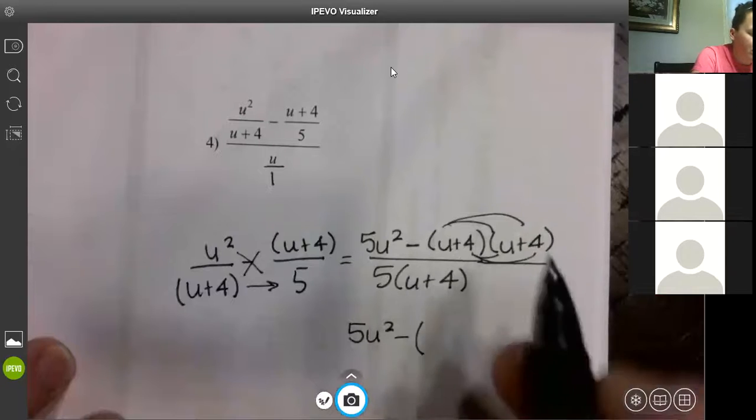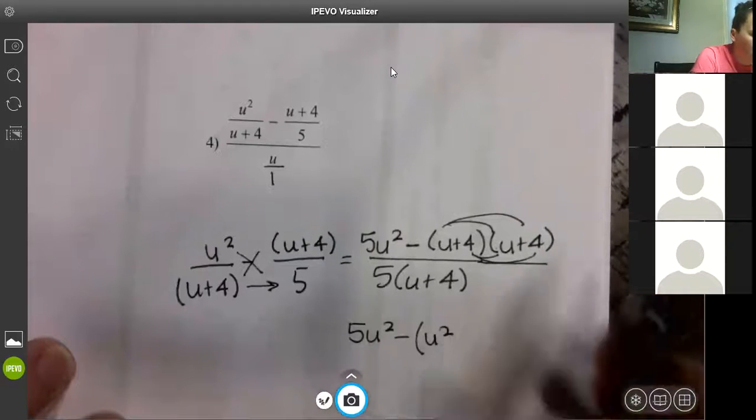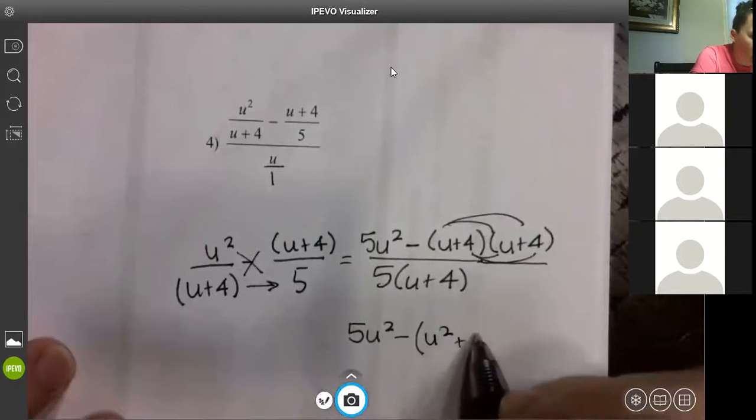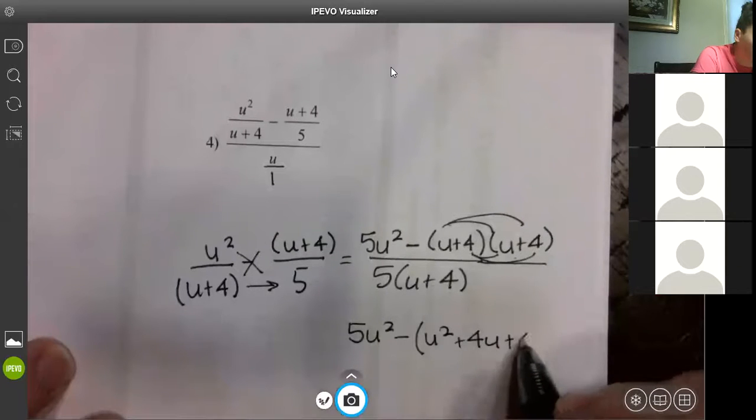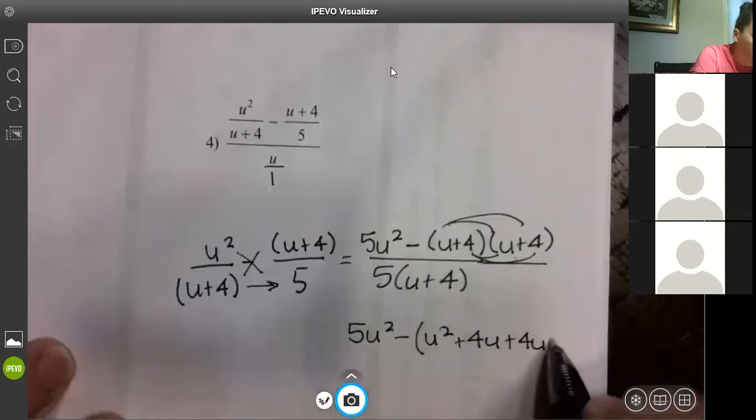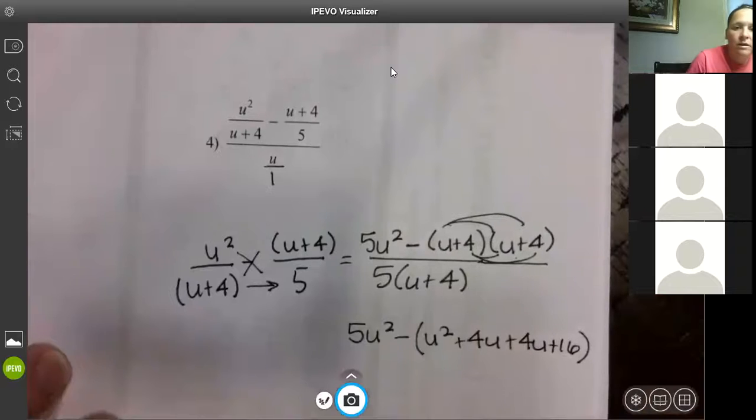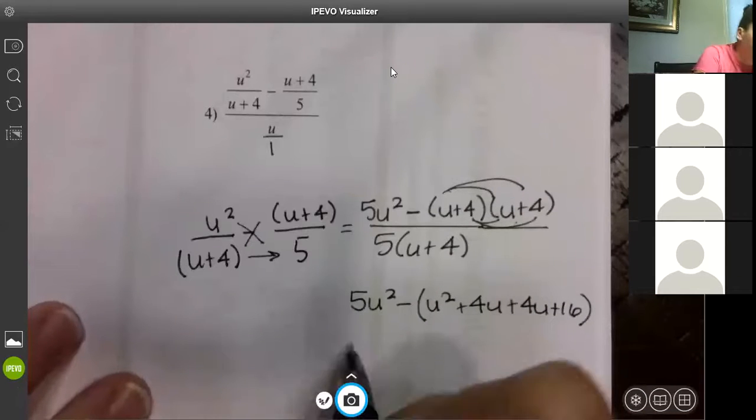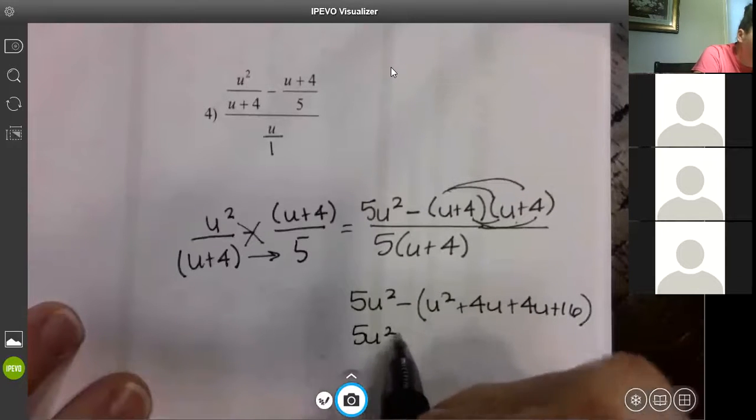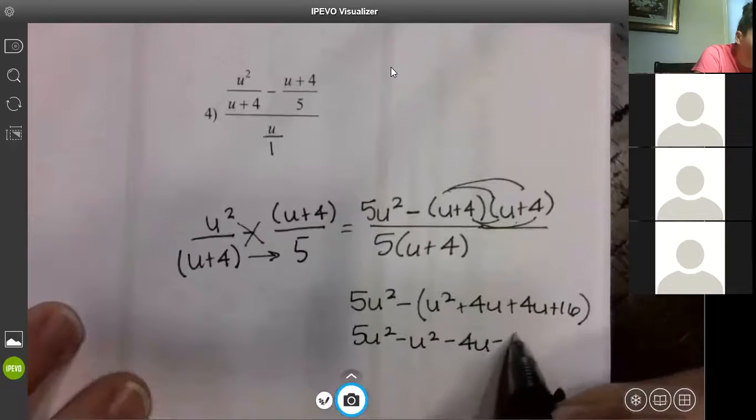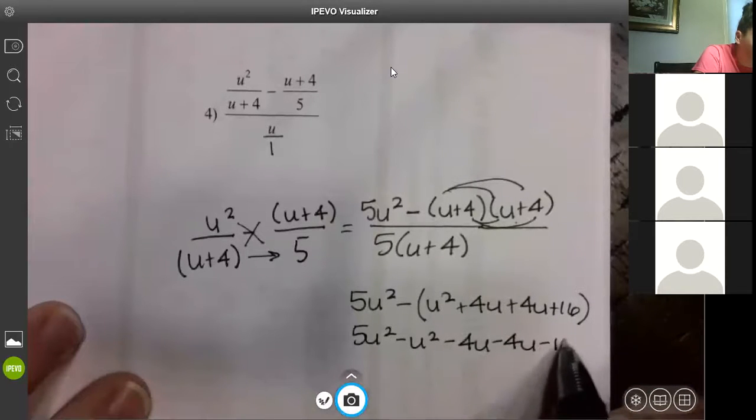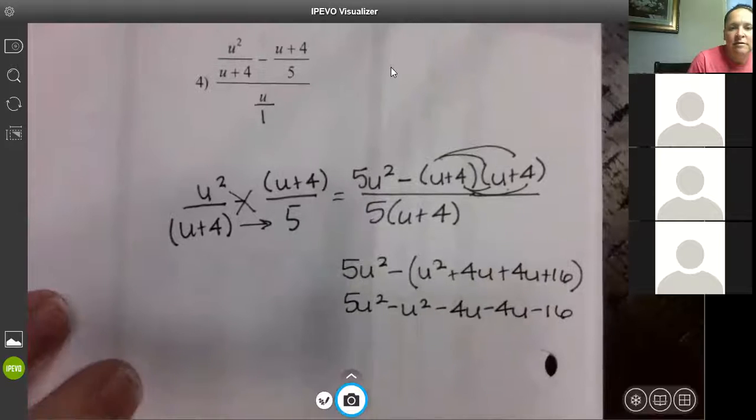So u times u is u squared. U times 4 is 4u. 4 times u is 4u. And 4 times 4 is 16. Now distribute that negative. So 5u squared minus u squared minus 4u minus 4u minus 16.